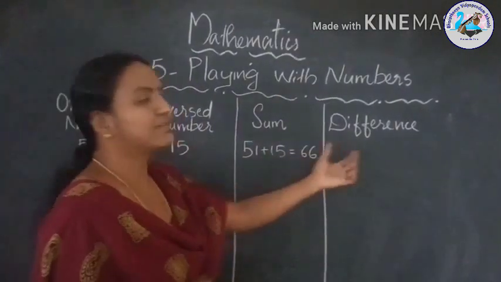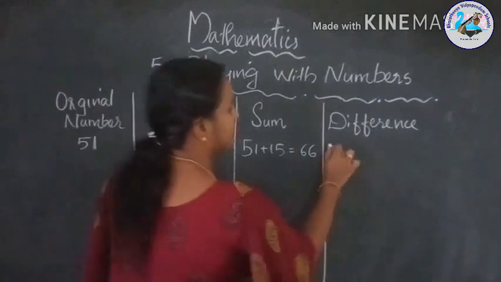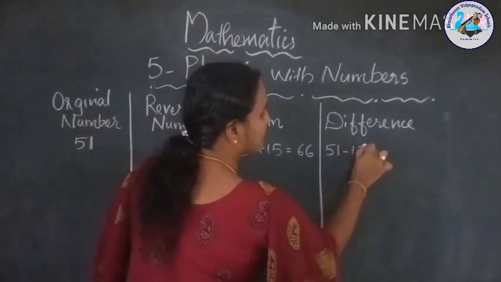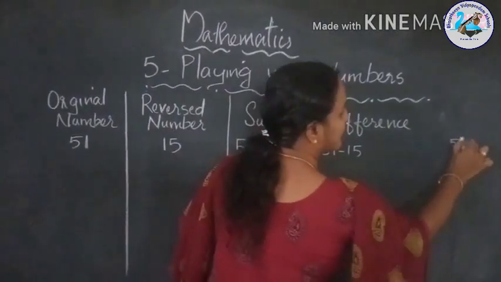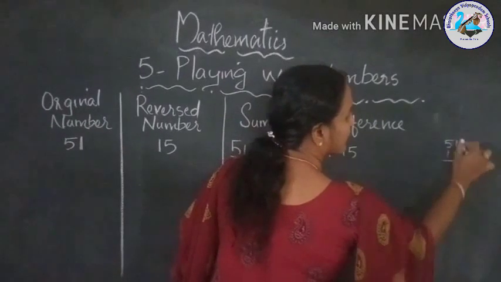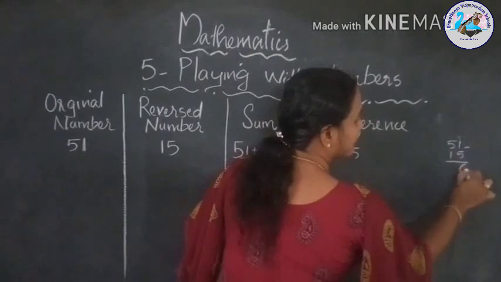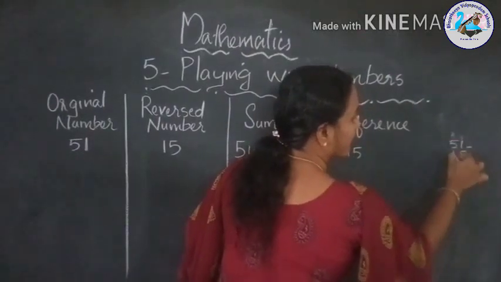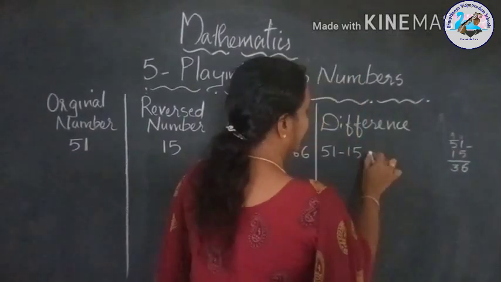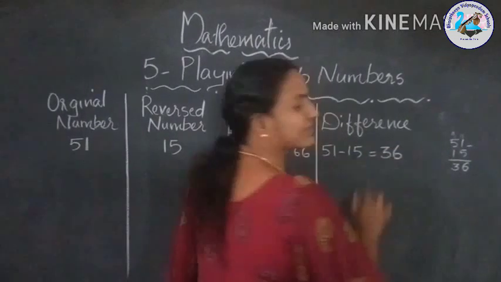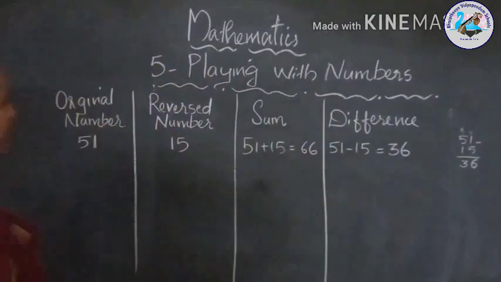Then the next step is you have to find the difference. 51 minus 15. 1 minus 5 is not possible, so we take 11. 11 minus 5 is 6. Here 4, 4 minus 1 is 3. It's equal to 36. One more example.